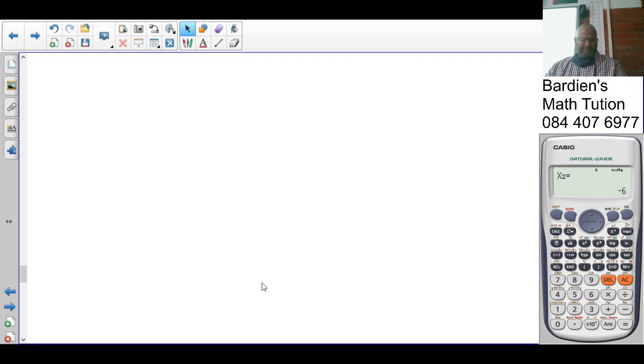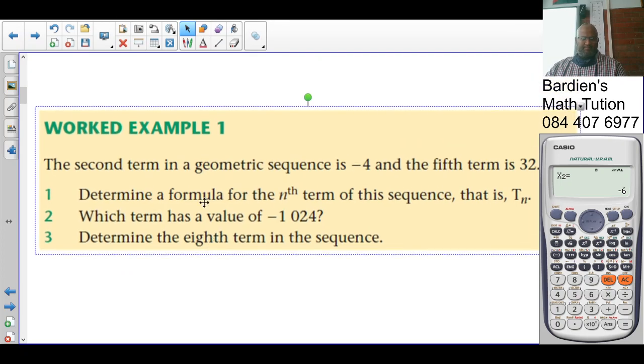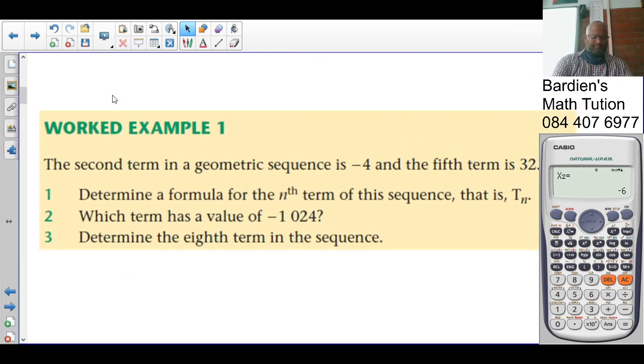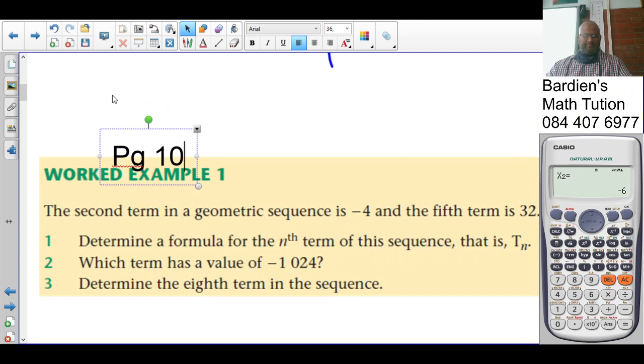Right, so what will the next 3 terms be? How do I move from one term to the next? You're multiplying it by half. And then again multiplying by half. Again multiplying by half. So what will the next 3 terms be? 6, 3, 3 over 2.